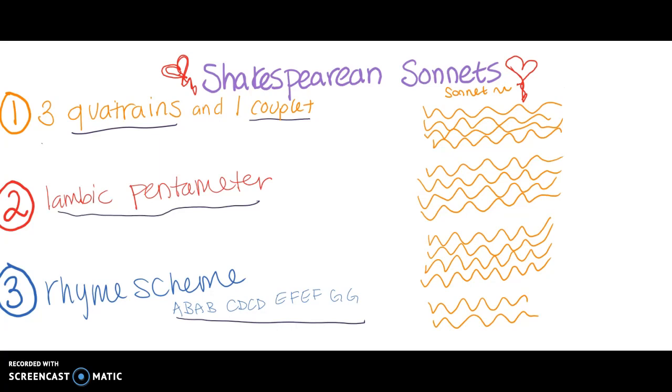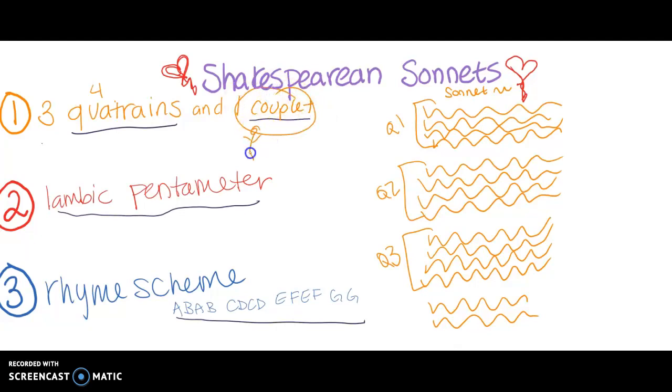Quatrain. Quat means 4. So in poetry, a quatrain is a group of 4 lines. This is quatrain 1. This is quatrain 2. And this would be quatrain 3. Every Shakespearean sonnet only has 3 quatrains to express oneself. So if we pretended that this sonnet was full of poetic words instead of squiggly lines, we would have 3 complete quatrains.